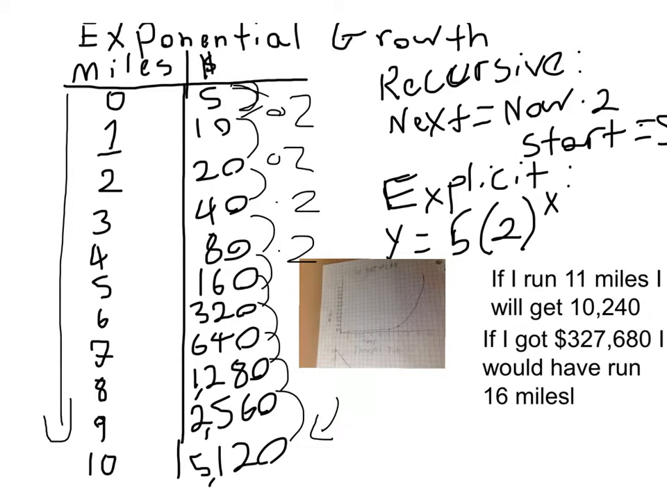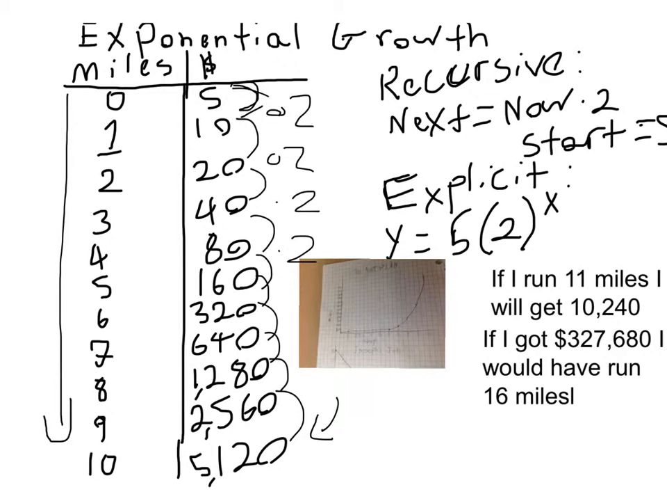As for my predictions, if Joseph runs 11 miles, he would get $10,240. This is because if you go to the 11th x value and you put 11 into the formula, which would be y equals 5 times 2 to the power of 11, you get the value of 10,240.